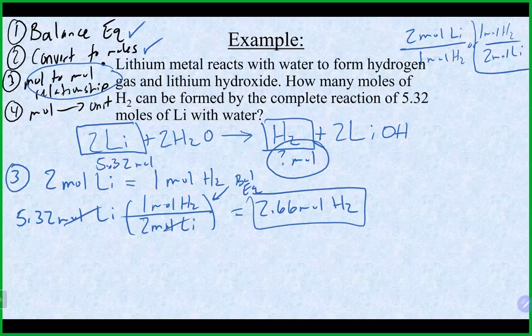If I were looking for grams, what would I have to do here at the back end if I wanted to get the grams of hydrogen? I would need the molar mass of hydrogen from the periodic table, and that would be the grams per mole, which will convert us back to grams. Any question on those steps there? All right.